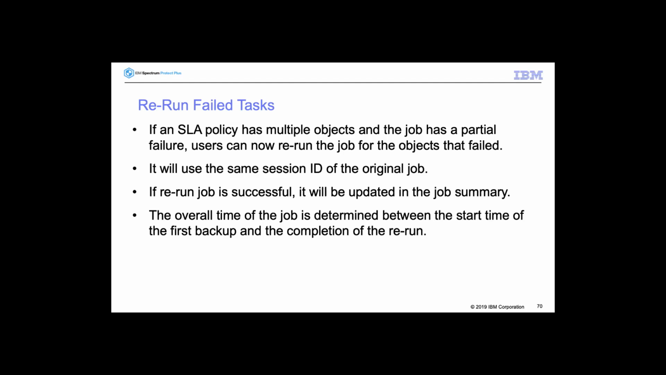And basically what's going to happen is it's going to use the same session ID of the original job, and if the rerun job is successful, it will be updated in the job summary. Just an FYI, the overall job time is determined by the start time of the first backup and the completion of the rerun. So obviously, if the job sat around for a long time, it may have a long runtime. That won't indicate that it actually ran for that time, but that's how long it took for the operation to complete.